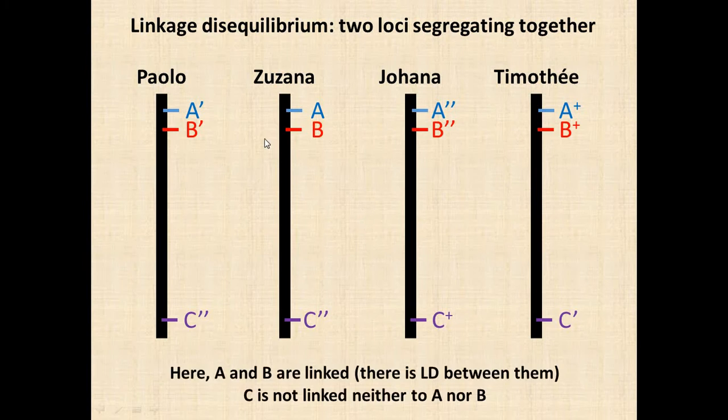So that's what I'm saying here. So we say that there is linkage disequilibrium between A and B, simply because, again, they will always segregate together during recombination. There will never be recombination between them. While it's the opposite with C, C will most of the time be completely unassociated with alleles A and B there.